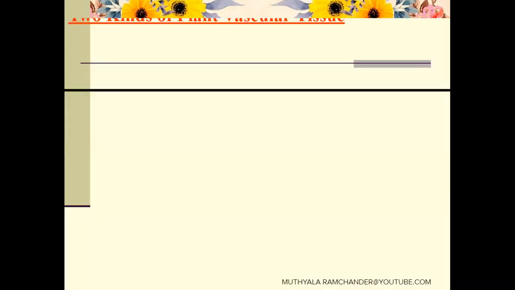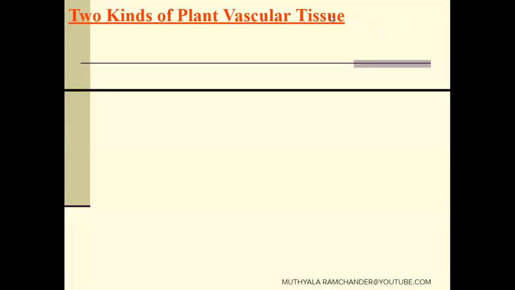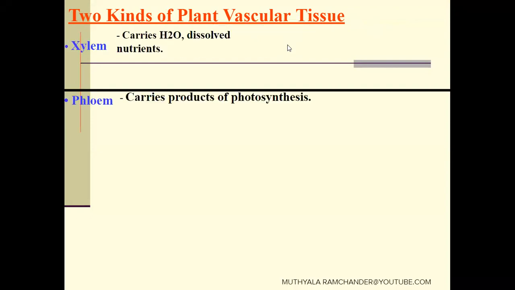They are present in the plant vascular tissue. They are xylem and phloem. Xylem carries water and dissolved nutrients to all parts of the plant. Phloem carries the products of photosynthesis, meaning starch or organic solutes.